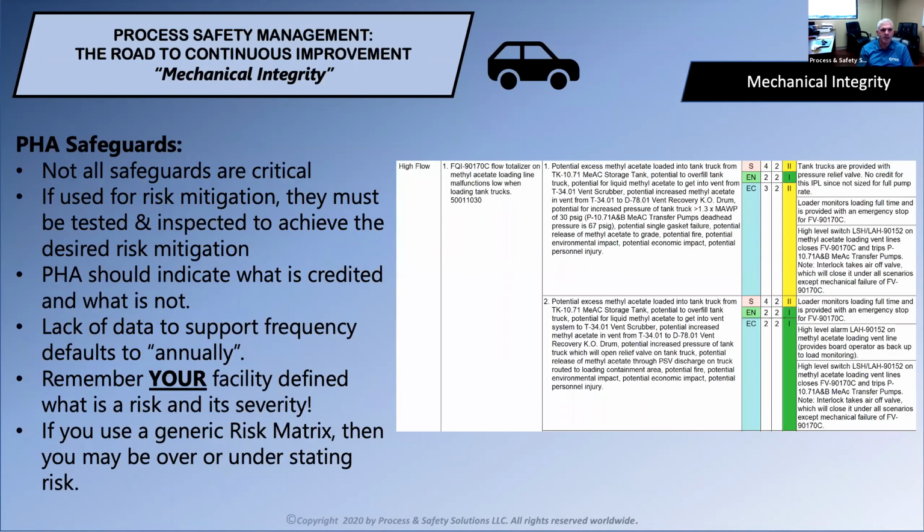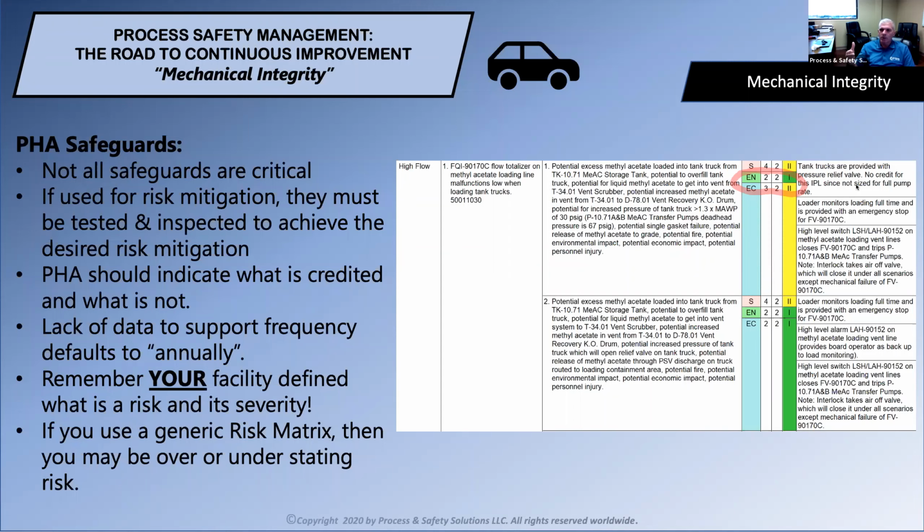So let's look at some PHA safeguards. First of all, I just want to state that not all safeguards are critical. What I mean by that is you may have a safeguard listed in your PHA, and let me see if I can turn on some annotation here. So if we had a safeguard that just dealt with environmental and economics and no safety, forget about that line that says safety up there. If this safeguard was just to keep environmental or economic issues from occurring, then we may not list this as a critical safeguard.